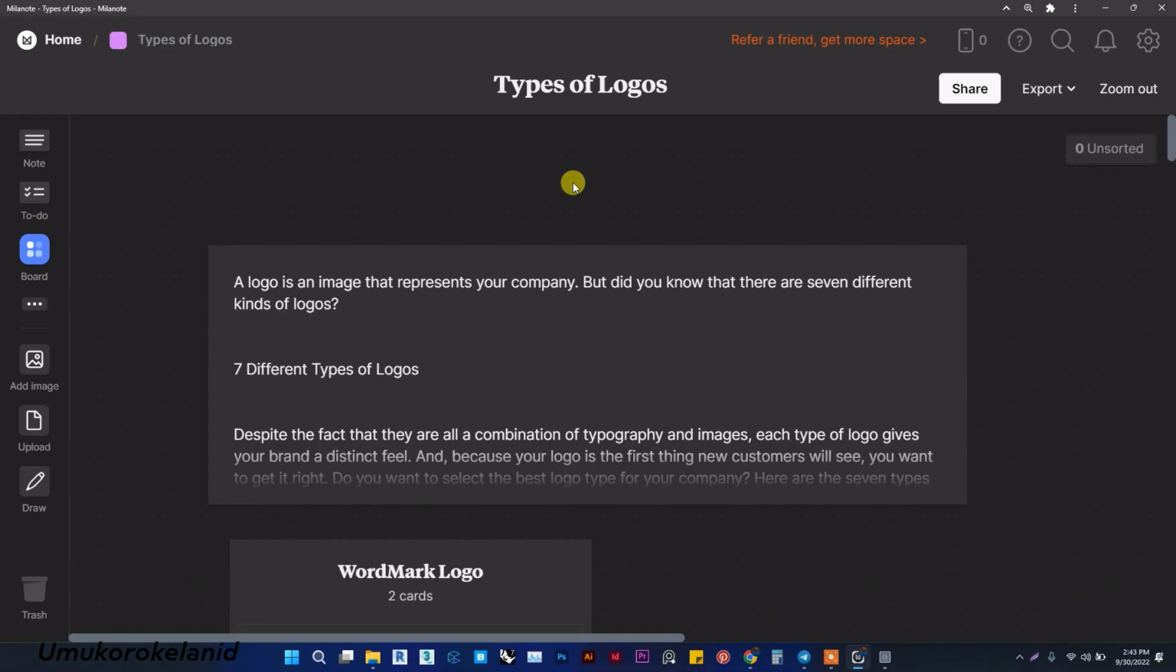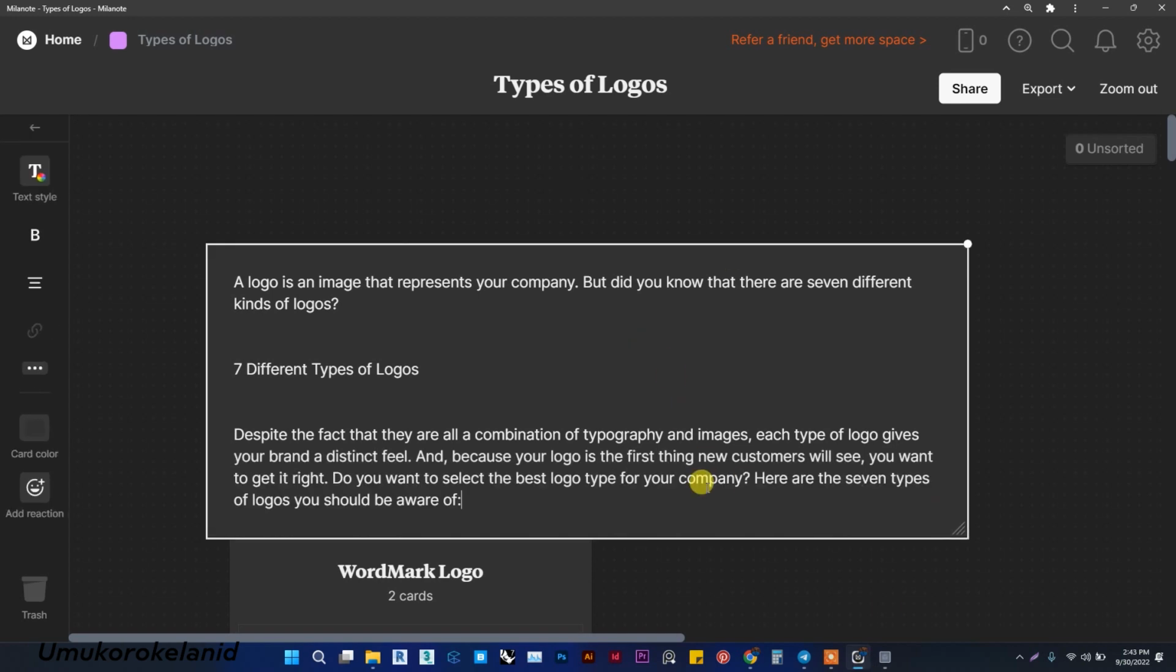Talking about types of logo. A logo is an image that represents your company, but do you know that there are different types of logo? I'm going to talk about seven of them in this particular session. So let's get started.